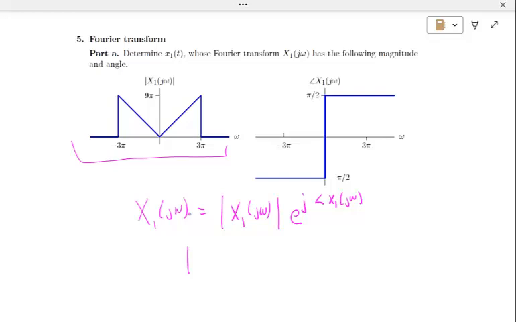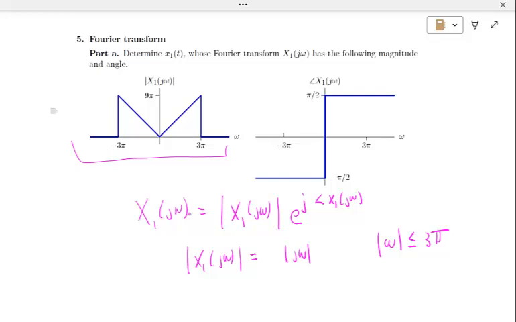So the absolute value of x1 of j omega looks like it's just equal to the absolute value of omega when omega is between minus 3 pi and 3 pi. So when the absolute value of omega is less than or equal to 3 pi. Okay?